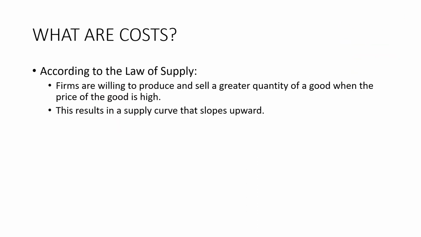So what are costs? According to the law of supply, firms are willing to produce and sell a greater quantity of a good when the price of the good is high. We know that whenever we raise the price in a specific market, the quantity supplied will increase, right? At lower prices, firms will supply a lesser quantity. At higher prices, firms are willing to supply more and more quantity. Because of this law, the law of supply, it determines the slope of the supply curve, that is an upward supply curve.